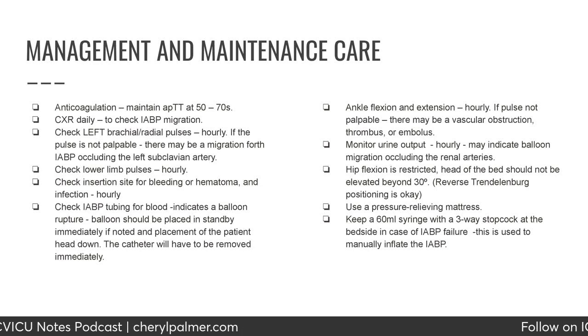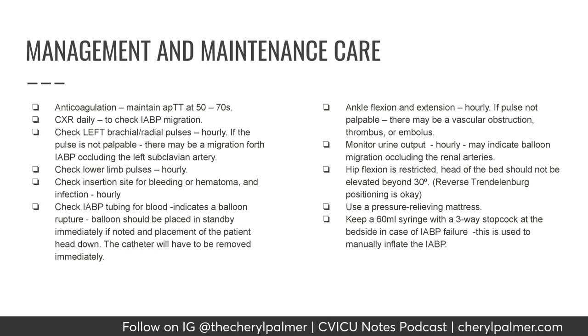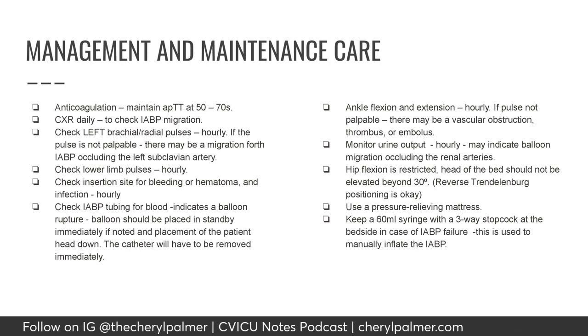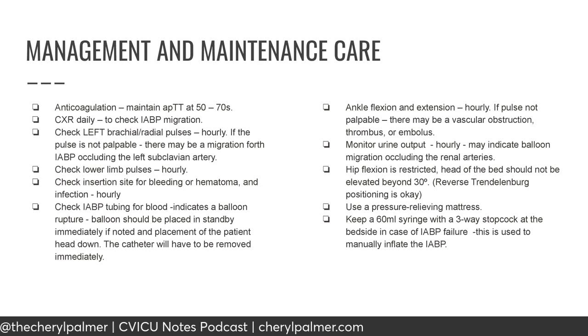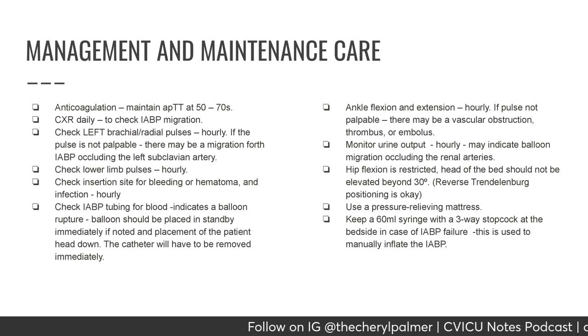Check lower limb pulses hourly. Check the insertion site for bleeding, hematoma, and infection hourly. Check the balloon pump tubing for blood, which indicates a balloon rupture. The balloon should be placed in standby immediately if noted, and place the patient head down, so in Trendelenburg. The catheter will have to be removed immediately.